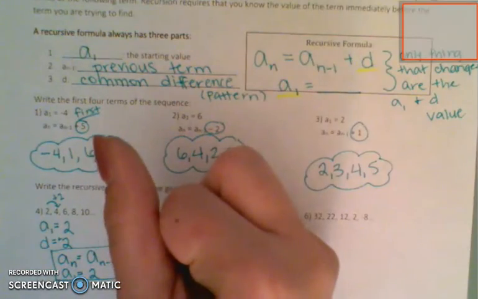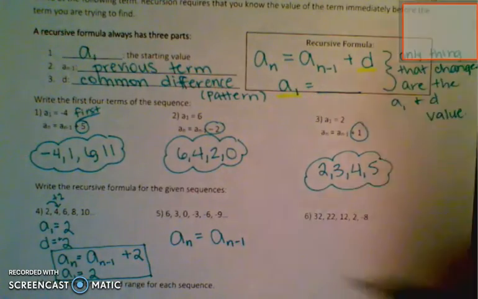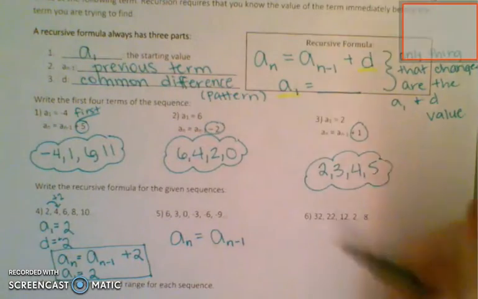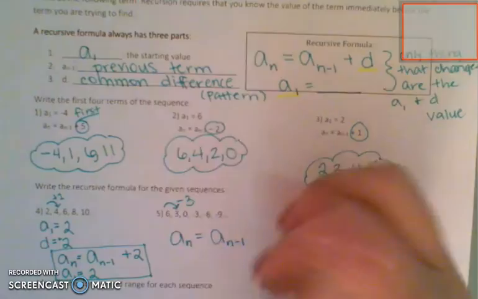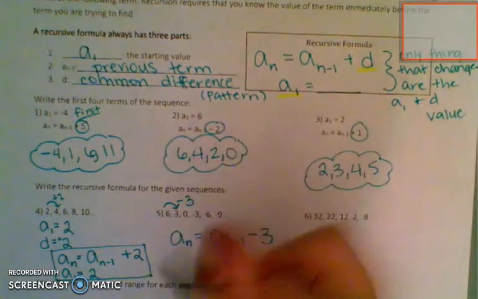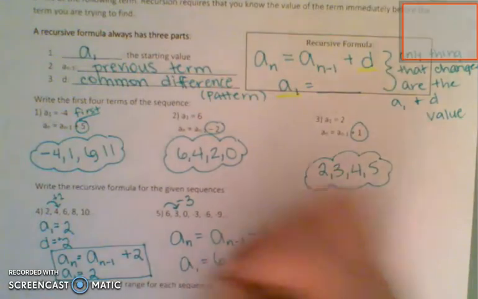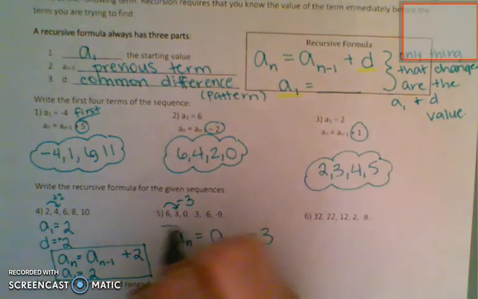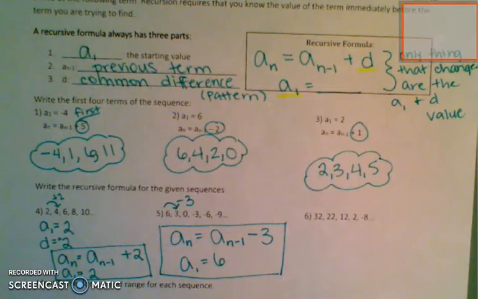Okay, so I have A sub n equals A sub n minus 1. And then I put my pattern on it. So to go from 6 to 3, I'm subtracting 3. So minus 3. And there's my formula, but I need my starting value. A sub 1 equals 6. So all of this is your answer. Okay, I'm going to skip number 6.